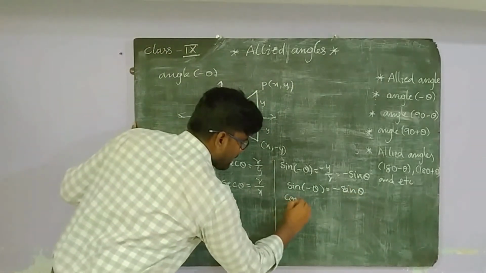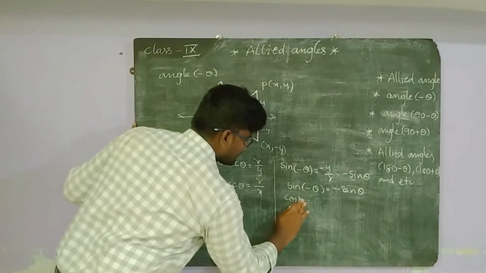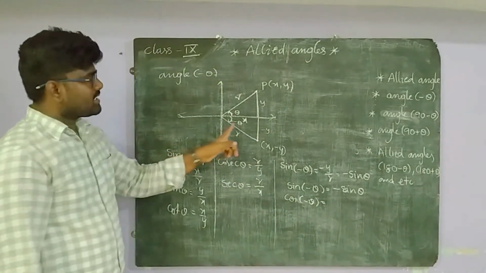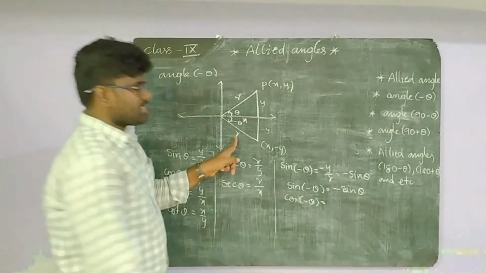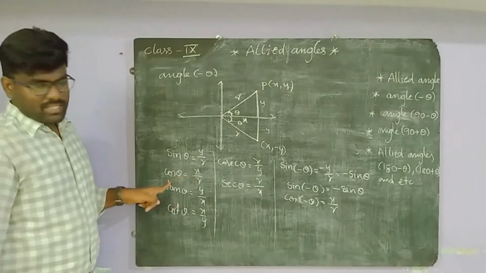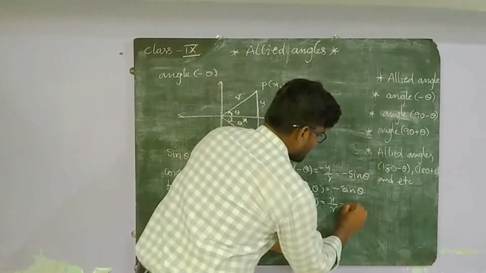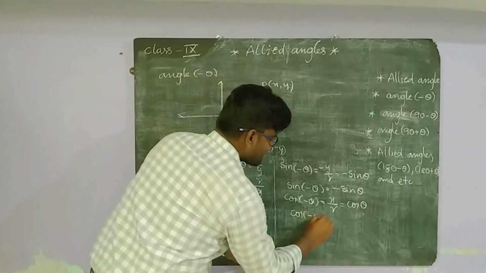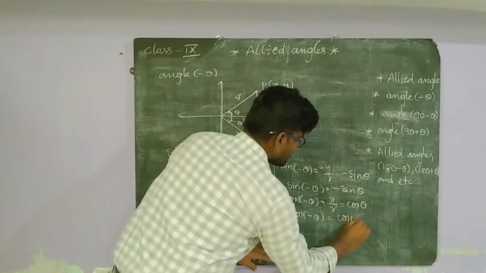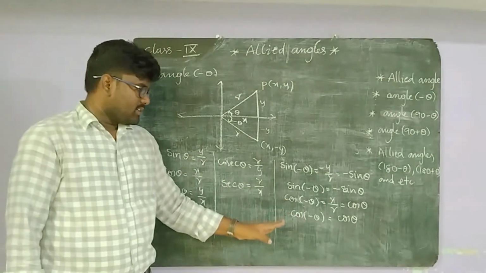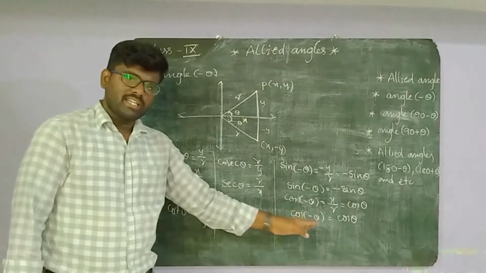In the same way, cos minus theta. What does cos minus theta mean? Adjacent by hypotenuse, which means x by r. What is x by r? Cos theta. That means cos minus theta is cos theta. Similarly, tan minus theta is minus tan theta, and cot minus theta is minus cot theta.